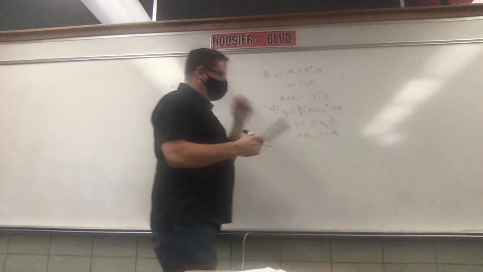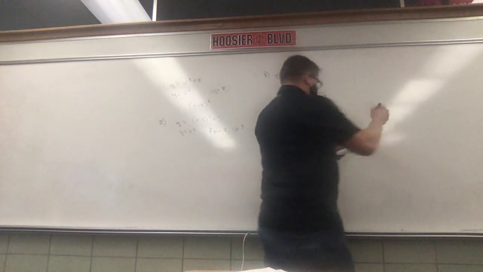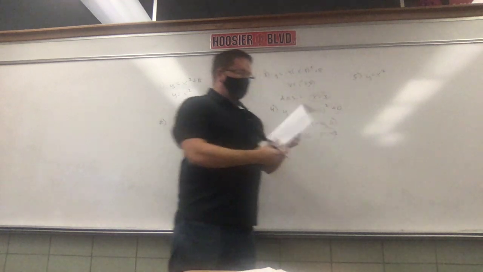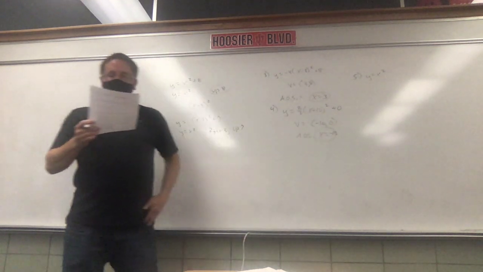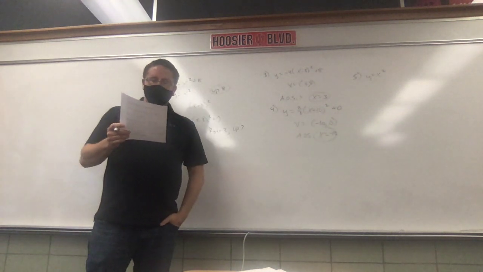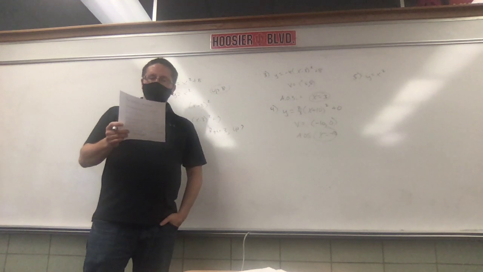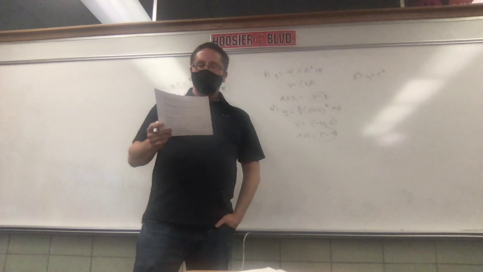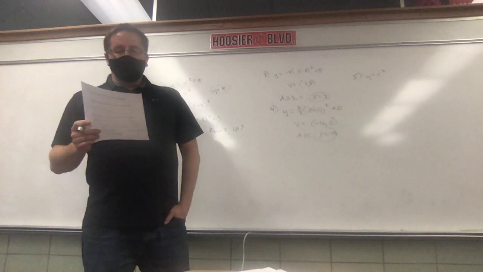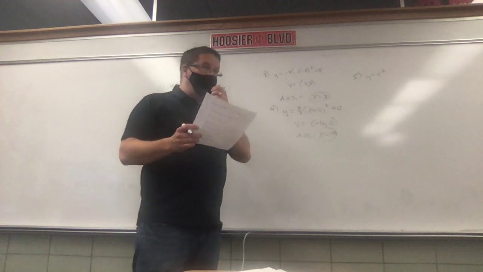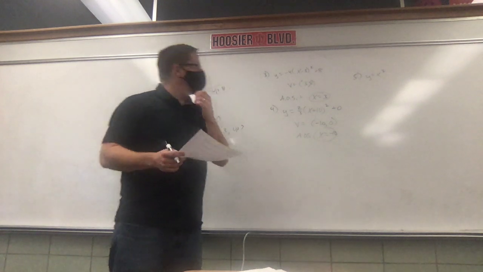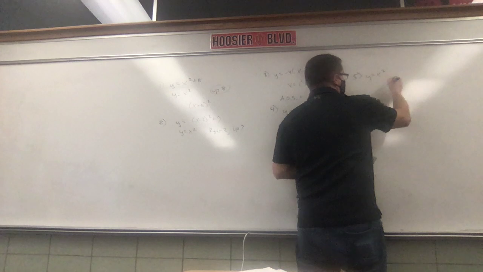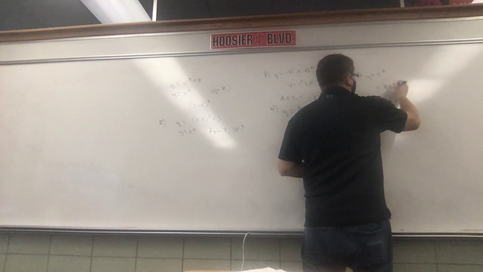All right, let's look at number 5. We have y equals x squared. They want you to stretch it vertically by a factor of 8, then reflect it over the x-axis, then translate it up 3 units. What's the new equation? If we stretch it vertically by a factor of 8, we put the 8 in front of the x squared. Not 8 plus x squared, just 8x squared.